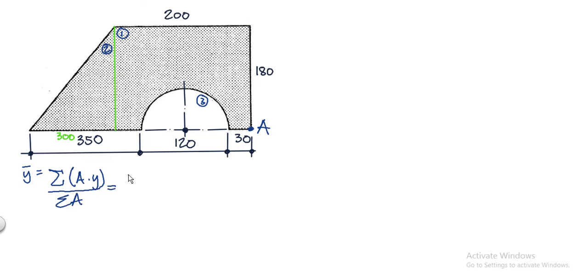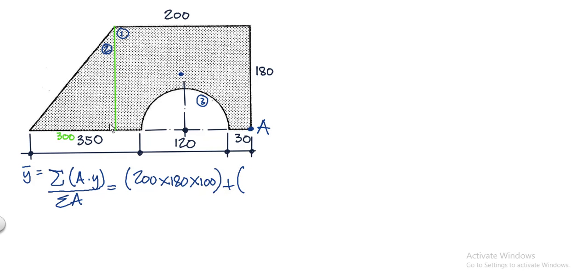At element 1, what are its dimensions? 200 by 180. Nice and easy now. So it's 200 times 180 times y. Y is the distance from the centroid of the element, sitting somewhere over there. How far from there to there? It's 100. Plus, why plus? Because it's the sum of.